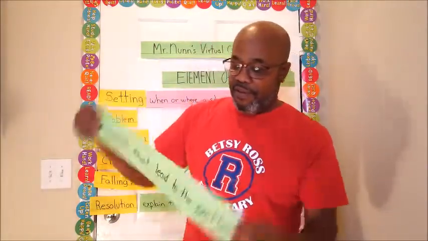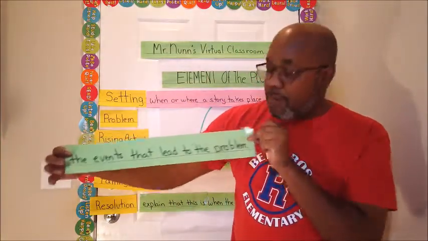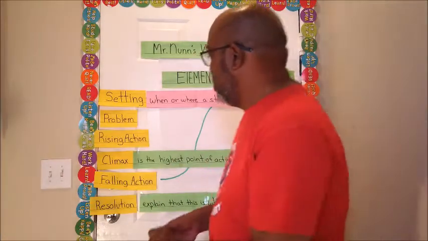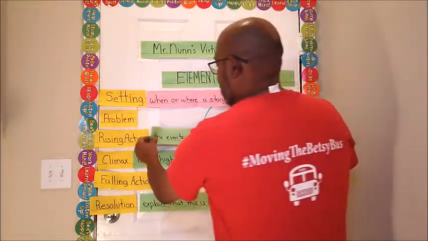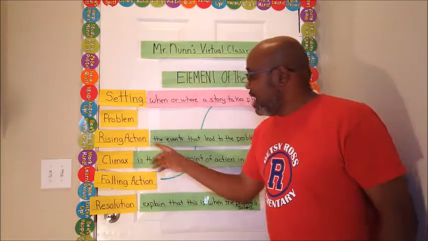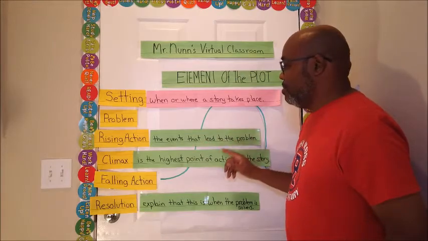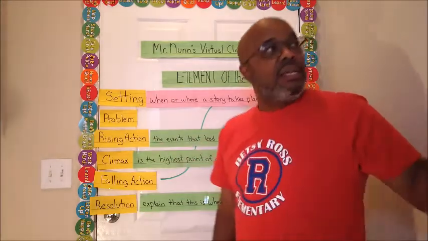we have the events that lead to the problem. We call that the rising action. The rising action is the events that lead to the problem. That's what the rising action is. We got two more.